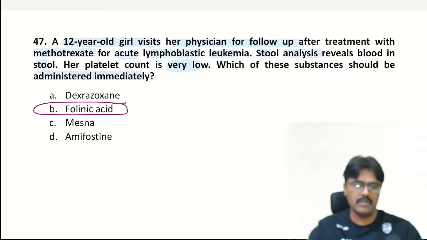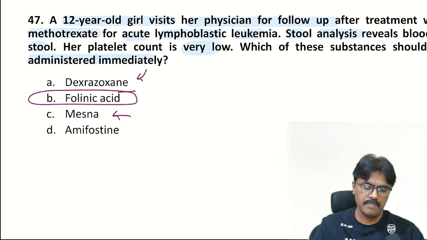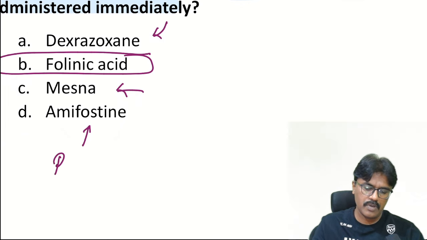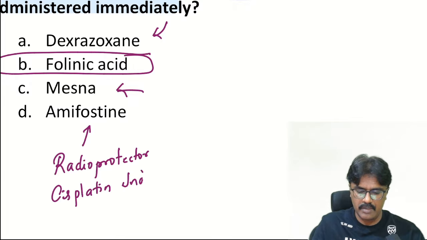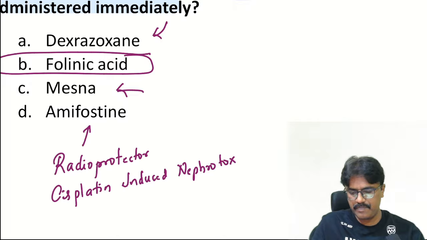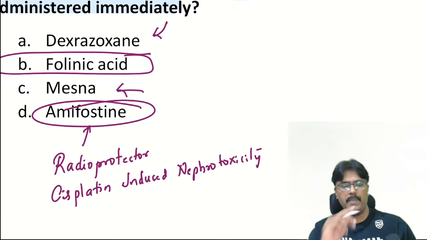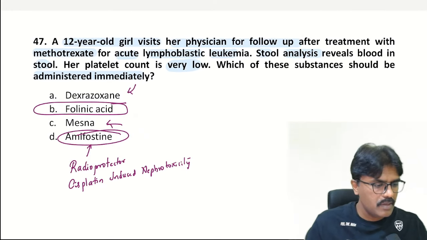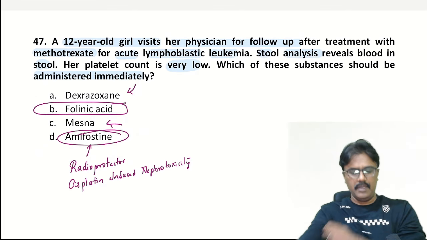Others I have discussed. Dexrazoxane for anthracyclines, Mesna for cyclophosphamide, amifostine is a radioprotective drug. Not only that, it is also helpful for cisplatin-induced nephrotoxicity. There also we give the drug amifostine. So the answer is B, folinic acid. Same thing we discussed, we have this concept. Okay, yes.